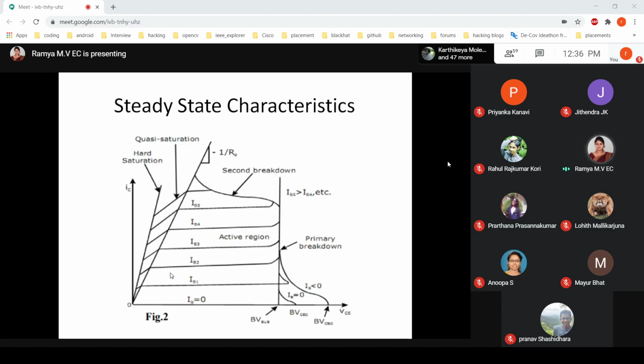Whenever it is in the saturation region, I'll be talking with respect to the Q point. If you can understand the Q point, based on that we have solved a few problems, right? If the transistor is in the saturation region, then both the junctions will be forward biased. As a result, it acts as a closed switch. If the transistor is in the active region, it will be used in the amplifiers, right?